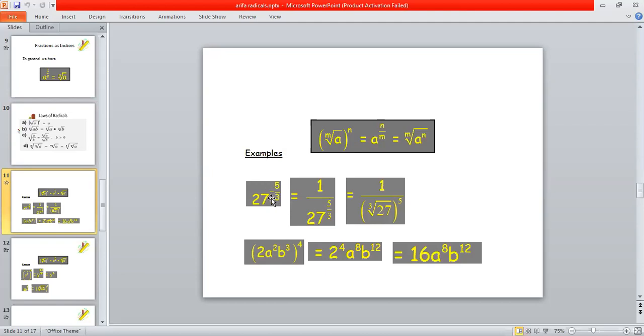So what is the method to convert this negative exponent into a positive one? 27 is the base. First you will take the reciprocal of the base. Here the base is in the numerator, so when you take the reciprocal, the base is in the denominator and the power will become positive.